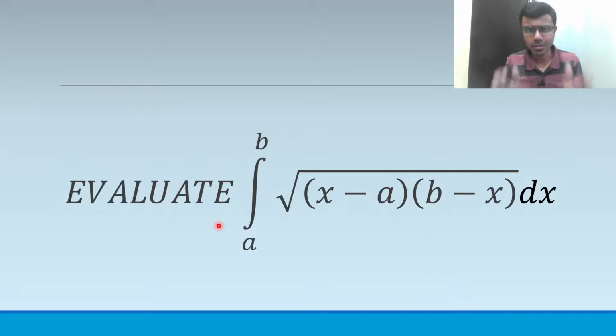Now let us see how to solve this given question. Here we need to evaluate the integral from a to b of the square root of (x minus a) into (b minus x) dx.